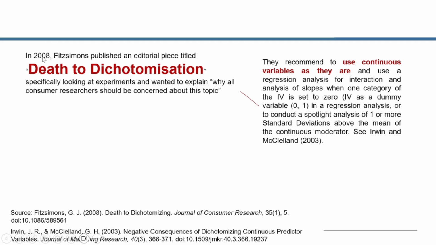There's also another paper which was published in 2008 by Fitzsimons, and this is what they call in the article death to dichotomization, especially for experimental research. So when you are considering your experimental designs, whether you're going to have moderators or not, it's important to think about how they will be captured and how they will be analyzed. So the issue of dichotomization could become an important one for you. And my recommendation for you would be to use the continuous variables as they are. If you're not familiar with this work, I have put some citations here for you to have a look when you have some spare time.